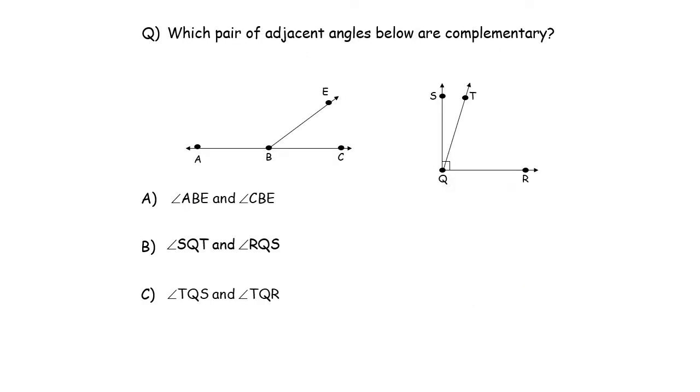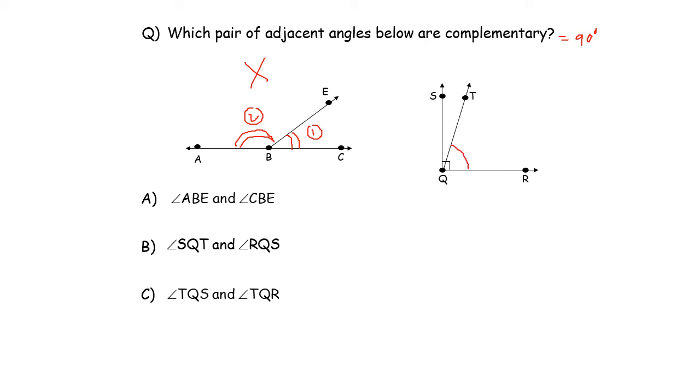The next question is, which pair of adjacent angles below are complementary? Complementary means their sum should be 90 degrees. So they should be adjacent as well as the sum should be 90. In this example, it is totally visible that the sum of this first angle and this second angle is not 90. The sum is actually 180. So you have to ignore this diagram. This is not the correct answer. We have to focus on the next diagram.